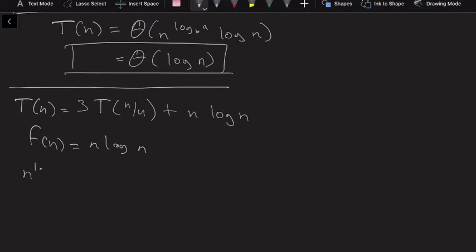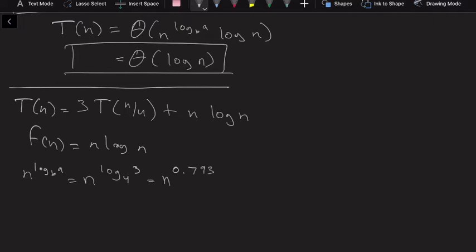What's n^(log base b of a)? Well, what is b? b is 4, and a is 3, which is equal to n^(log base 4 of 3). And this number, log base 4 of 3, is actually 0.793.